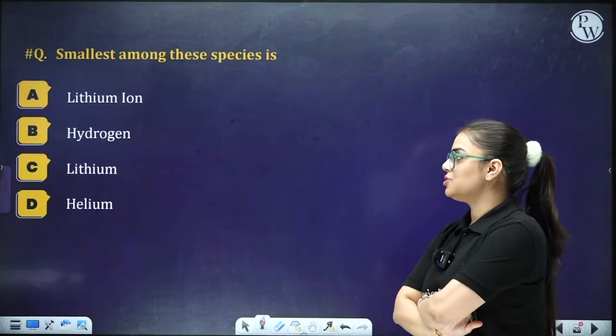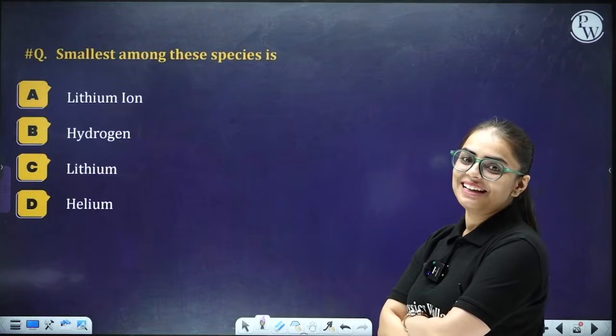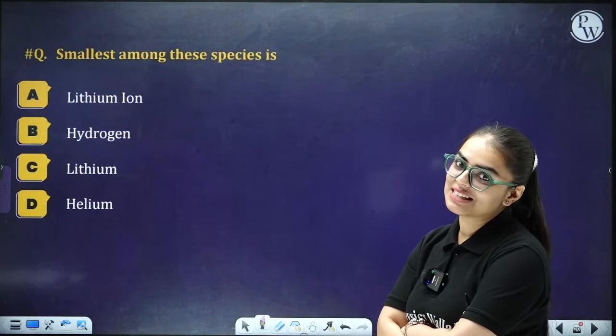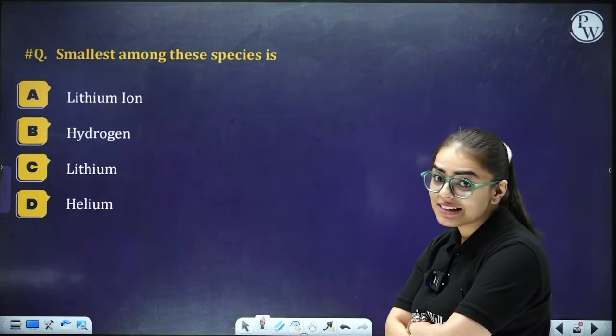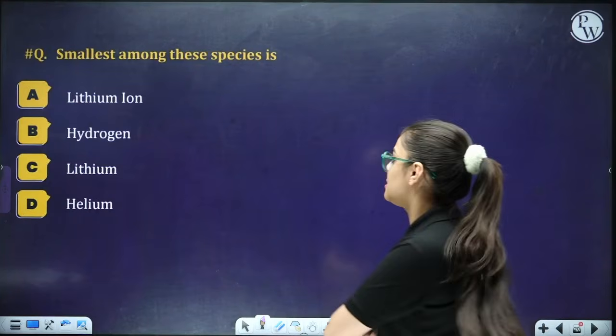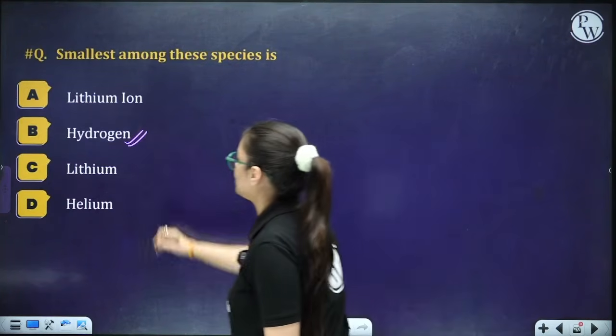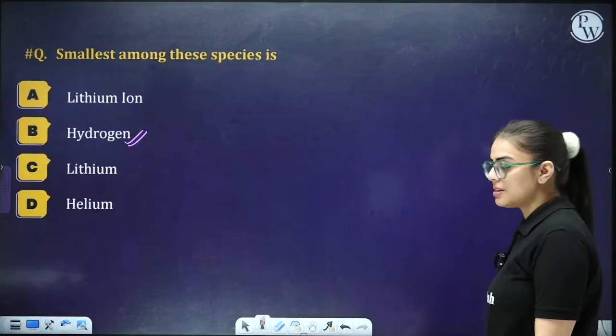Smallest among these species are very simple. Now only we have seen top to bottom number of shells increases. So the size is going to be increasing, right? If size is increasing, hydrogen will have the smallest size. So smallest among these species is hydrogen.